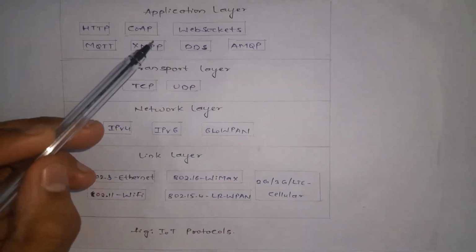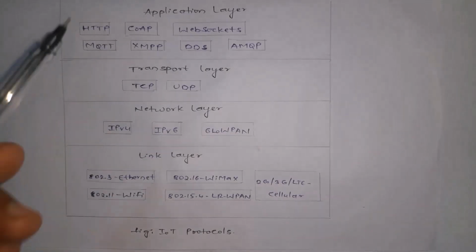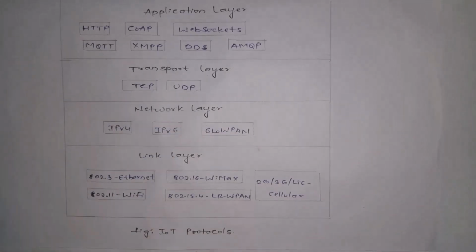This is the diagram of the IoT communication protocols, where the application layer contains HTTP, CoAP, WebSocket, MQTT, XMPP, DDS and AMQP, the transport layer contains the TCP and UDP protocols, the network layer contains IPv4, IPv6, and 6LoWPAN, and the link layer contains Ethernet, WiMAX, Wi-Fi, LR-WPAN and cellular networks. This is the complete diagram of the IoT communication model.